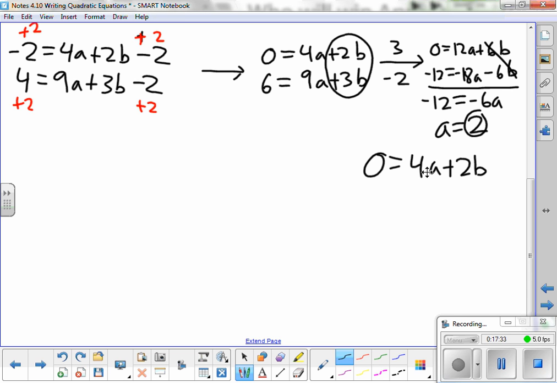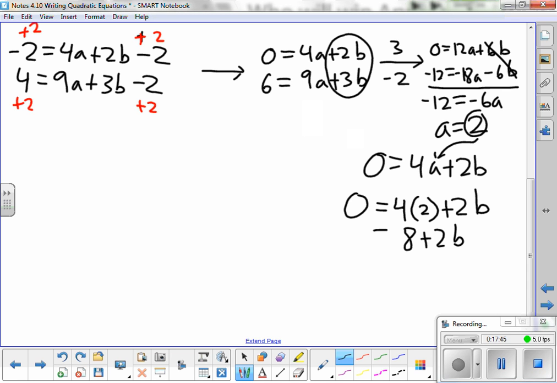I'm going to take this 2 and plug it into the a spot. So 0 equals 4 times 2 plus 2b. So it's going to be 8 plus 2b. Subtract 8 and then divide by 2. b equals -4.